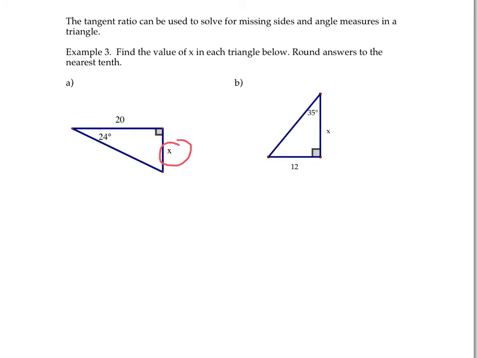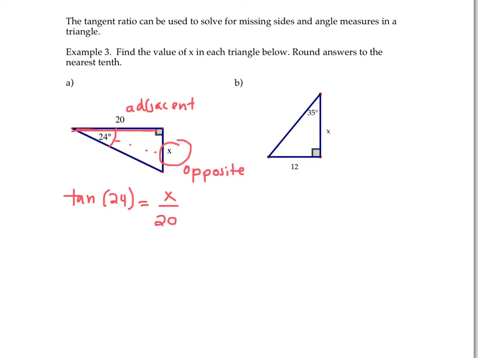So in example 3, it says find the value of x in each triangle below. Round answers to the nearest tenth. Okay, so check this out. We have this angle marked with 24 degrees, and since we go across the triangle to get to x, that has to be your opposite side. And this side is not the hypotenuse, it's a leg that helps to form the angle, so this has to be our adjacent side. So we're going to write a little trig equation that says the tangent of 24 degrees is equal to the ratio of the opposite side, which is x, over the adjacent side, which is 20.